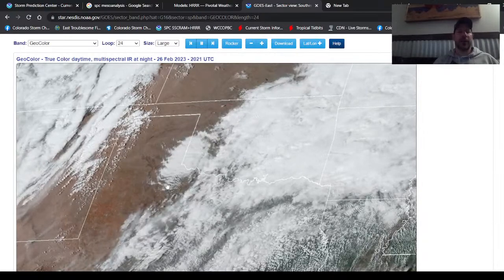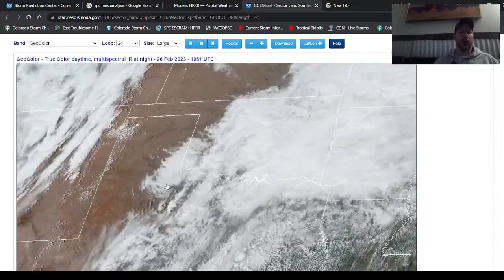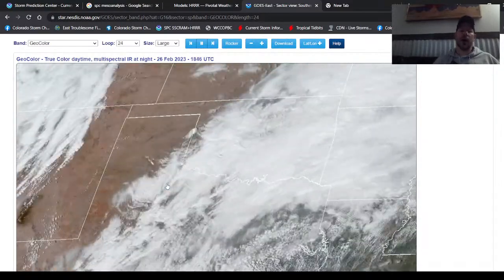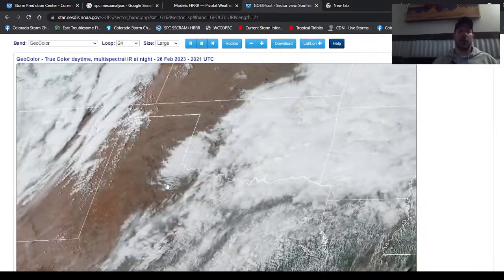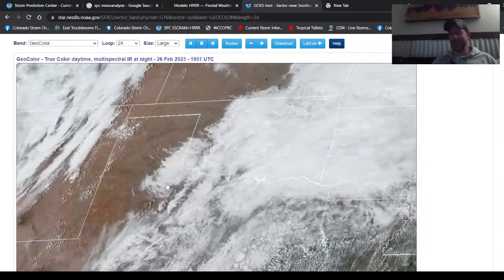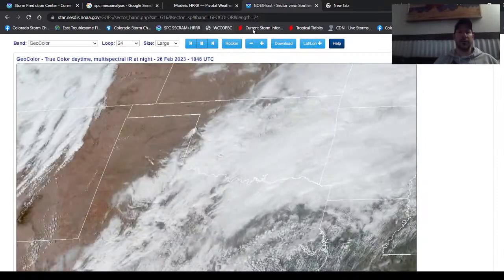So you can see that clearing, and that clearing will allow for that eroding of that cap, a little bit more instability to form in this area.